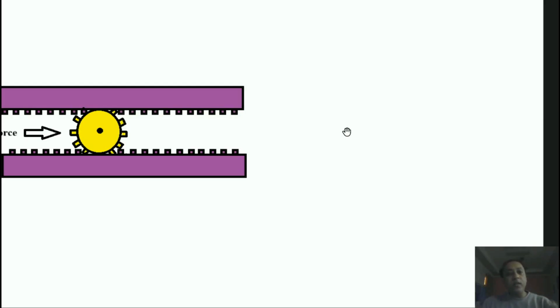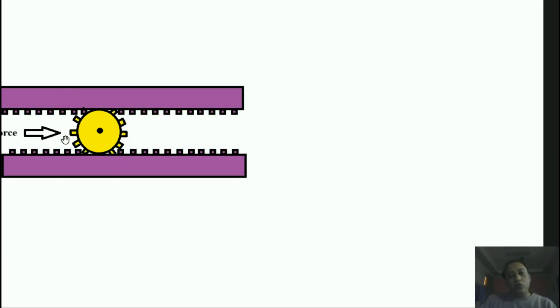Okay, now before understanding it, we will first go through this simple experiment. You can see that there is a rack and pinion system. This small gear is called a pinion, and these are the two racks, and both are matched up with the teeth of this small pinion. And this experiment is executing in space.